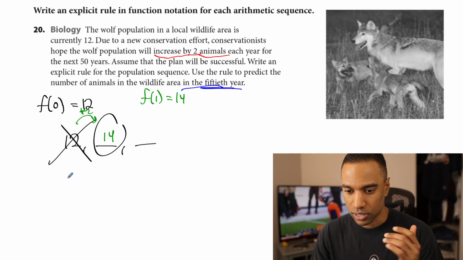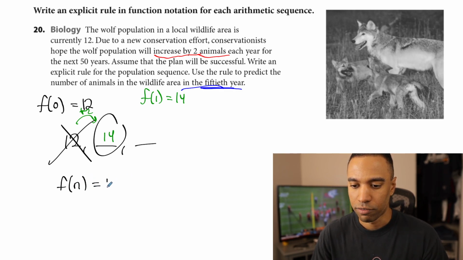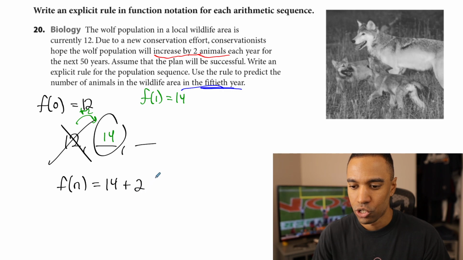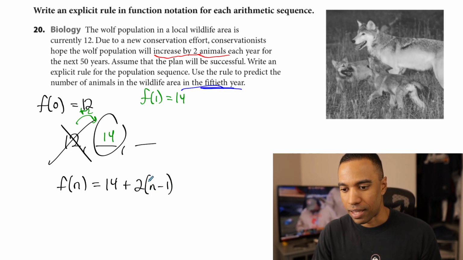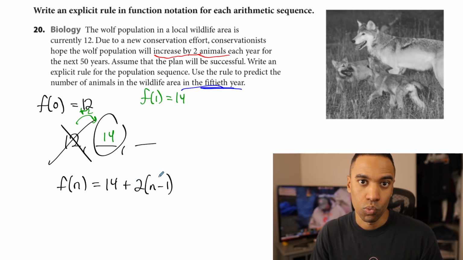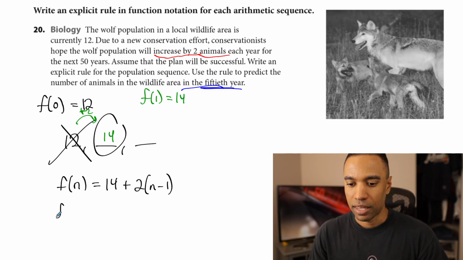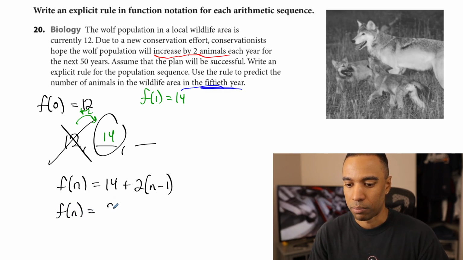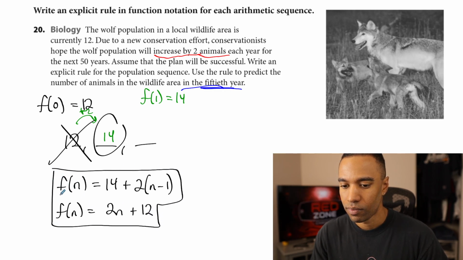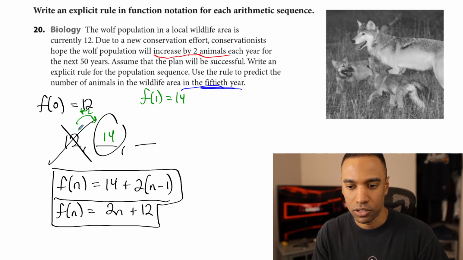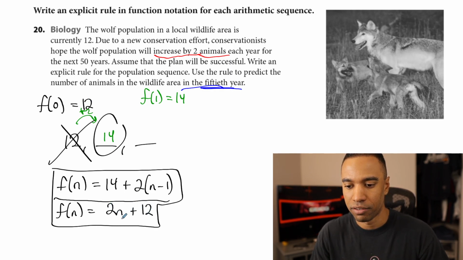So we go ahead and say f of n equals, starting from 14, we're going to add 2 wolves every year, but to find a certain value, we'd add 2 one time less than the number of times. If I want to distribute and combine like terms, it would say f of n equals 2n plus 12. And again, you can see where that 12 comes from. The 12 is the 0th term, if you will. Starting from 12 wolves, I'm going to add 2 wolves every year for the certain number of years that I do.